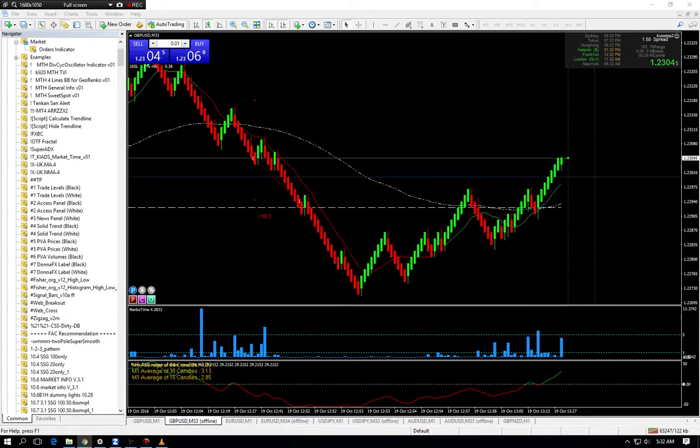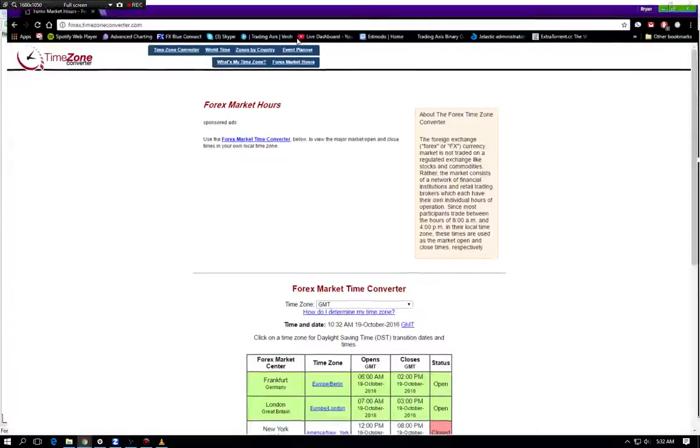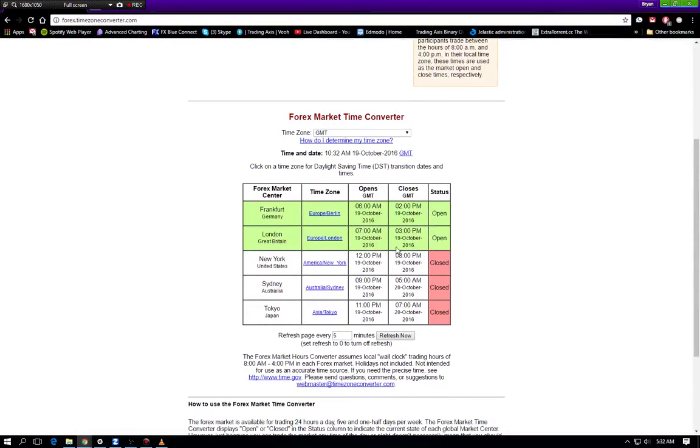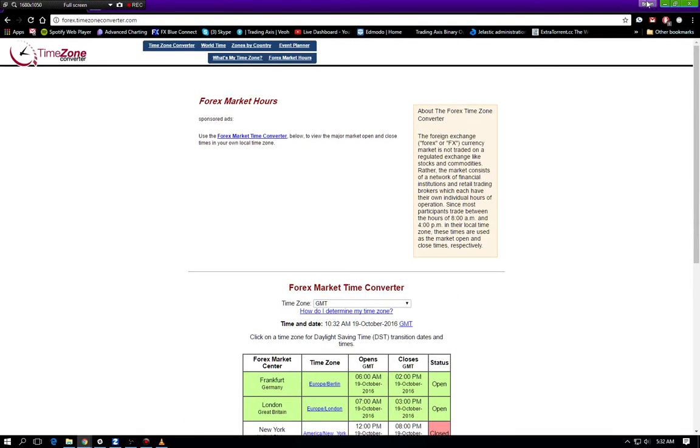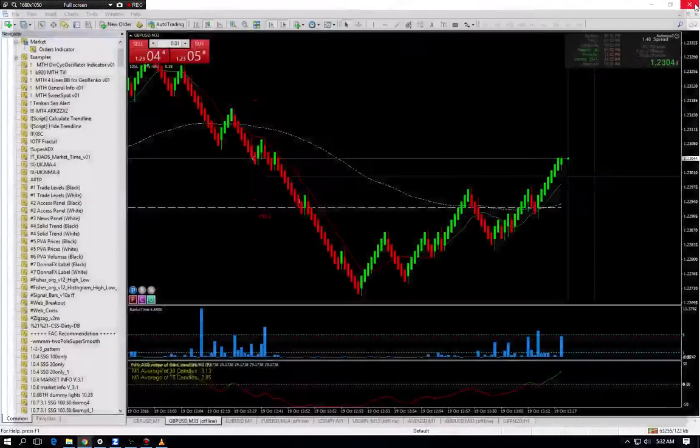And just come up with something that looks like this. And we can see what's open right now. New York's closed. It's going to be open up pretty soon. Frankfurt and London are still open. And remember, we do not want to trade at the end of London in between Sydney. It's just a nightmare, as you can see from the sample I had on the news trading one.